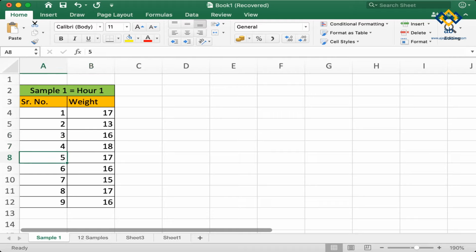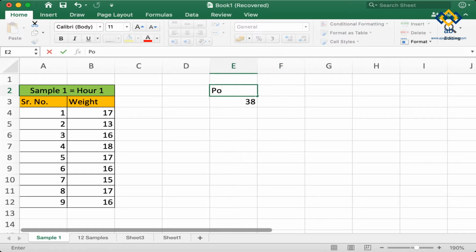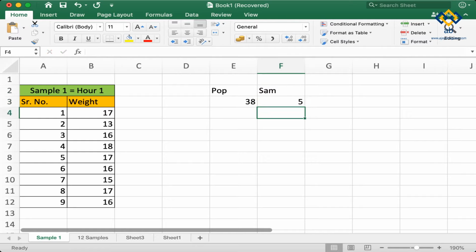Fifth sample, 17 grams. Sixth sample, 16 grams. Seventh sample, 15 grams. Eighth sample, 17. And the 9th packet. These are 9 packets that you are taking in hour number 1, and for each packet you have got the weight. You remember this is what we were talking about: this is the population size, POP, and this is the sample size, SAM, which was 8 for us. Here we have taken a sample size of 9, right?